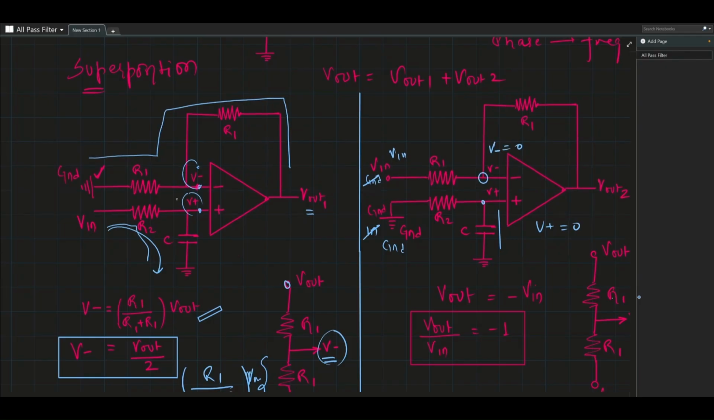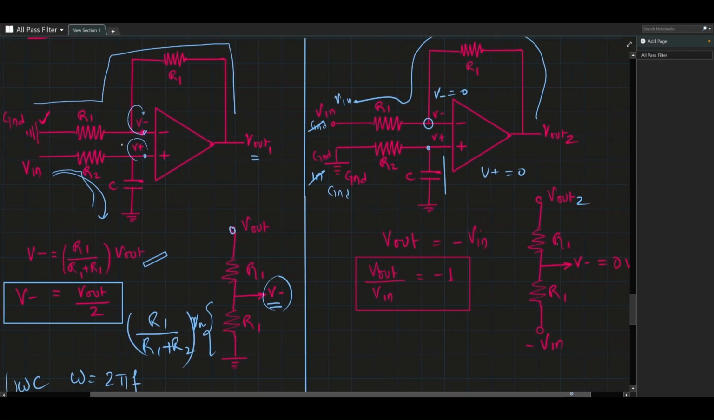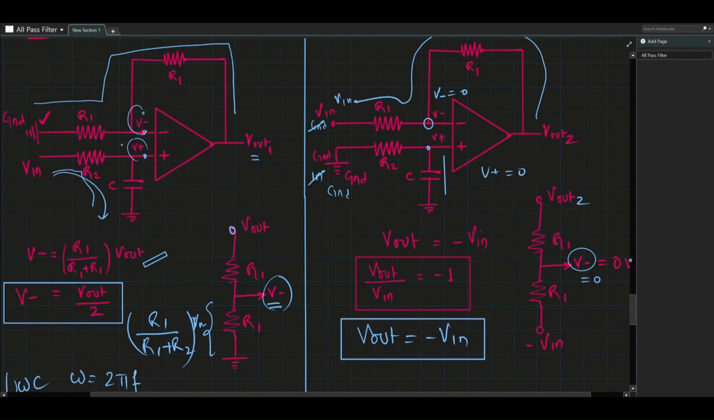Now for this to happen here, what will happen? This is again acting like a voltage divider circuit, which is shown here. So this is V out 2, and through R1 and R1, this is the configuration that we have. Now for this terminal, V minus, to have 0 voltage, the exact opposite voltage should be at this terminal. That means V out is nothing but the exact negative of Vn. Then only here 0 voltage will appear. So pretty straightforward. And when we rearrange this equation, we get V out by Vn is equal to -1.